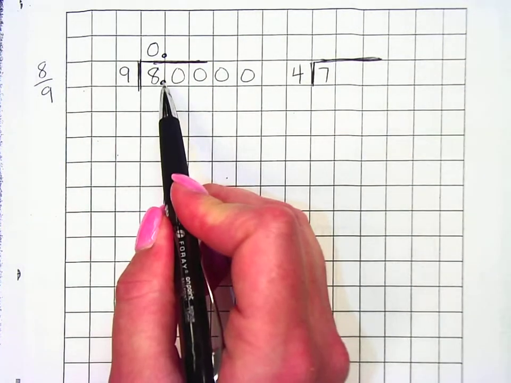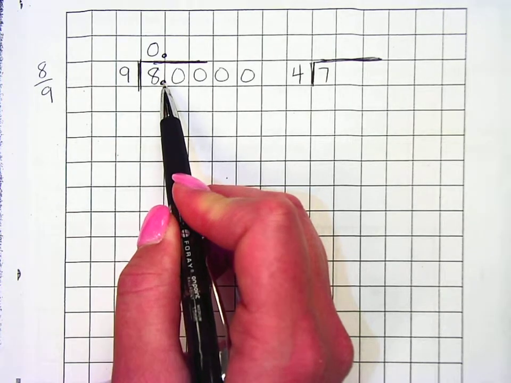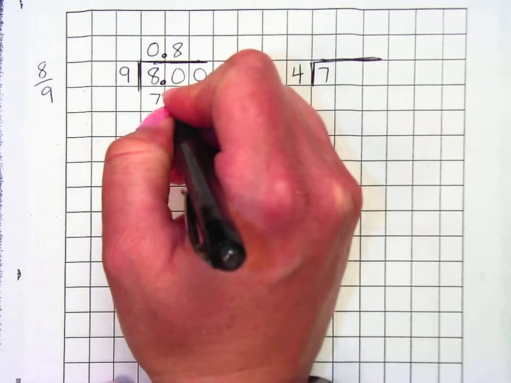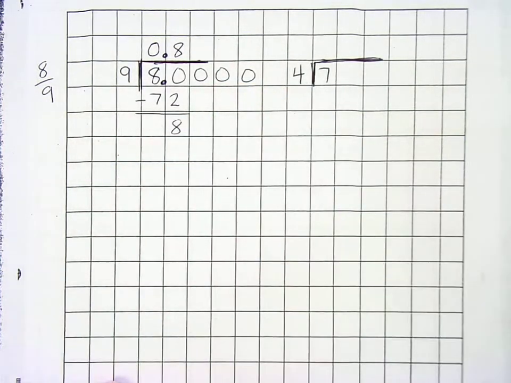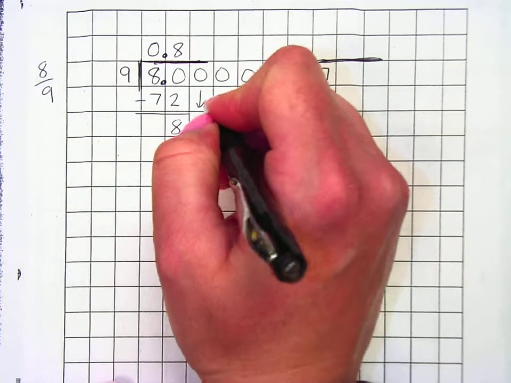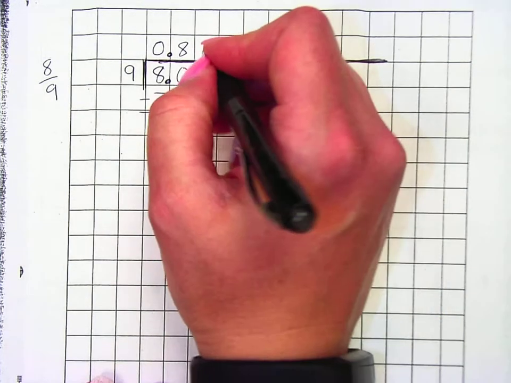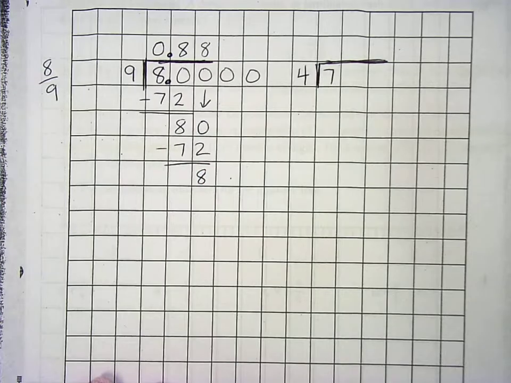How many times does 9 go into 80? Well, 9 times 9 is 81, so I'm a little bit short. I'm thinking 9 times 8 is 72. So I'm going to subtract 72 from 80. That leaves me with 8. I cannot have a remainder, so I'm just going to carry down another 0. 9 times 8 is 72. That leaves me with 8.